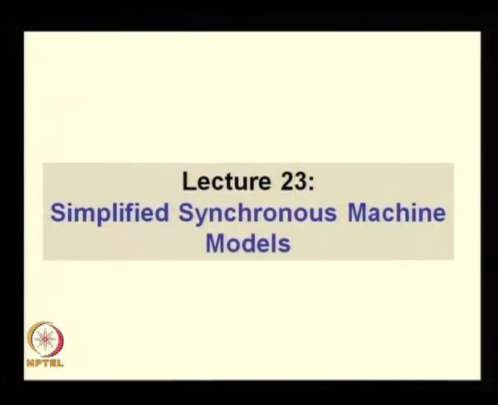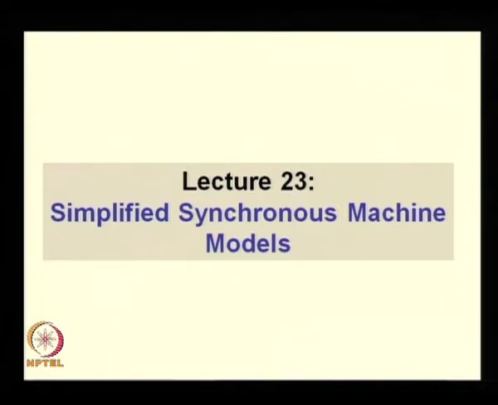I want to come to a point where I can show you that you can get what is known as the classical model of a synchronous machine, which we used to understand some important phenomena right in the beginning of the course. So what are the approximations involved in getting such a simplified model? That is something we will try to understand by the end of this lecture. Today's lecture is titled Simplified Synchronous Machine Models.